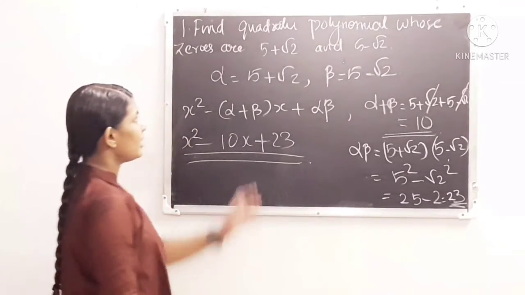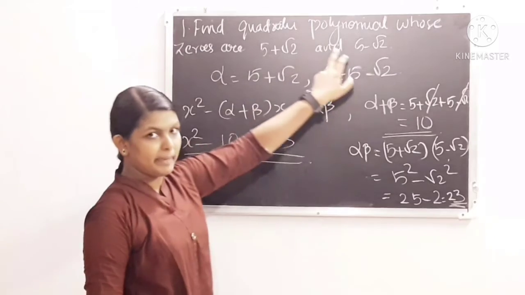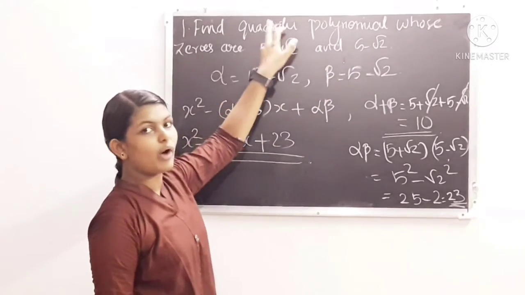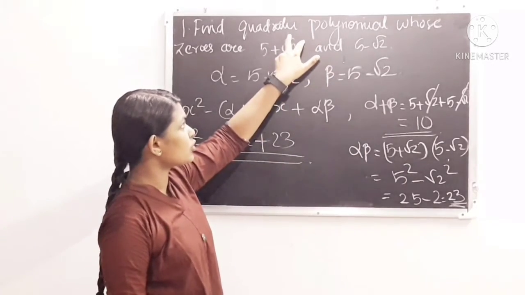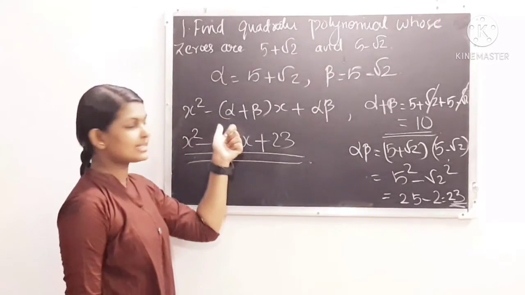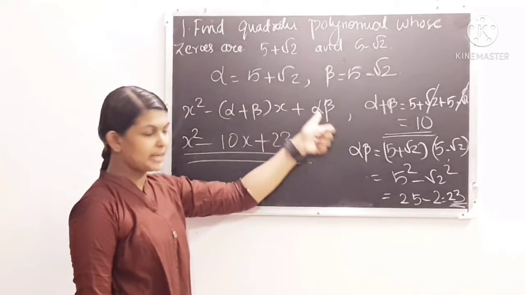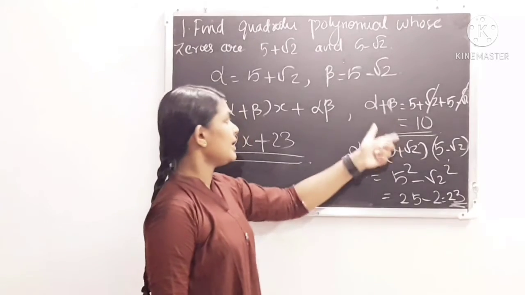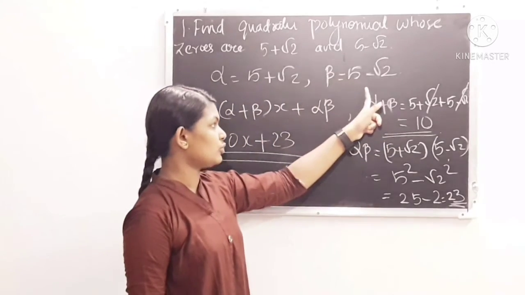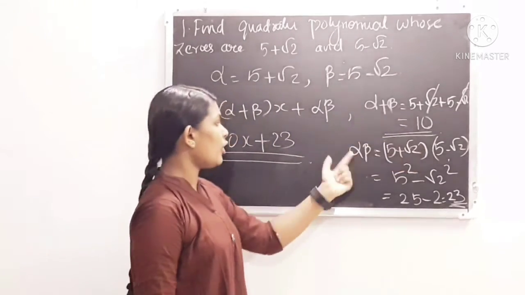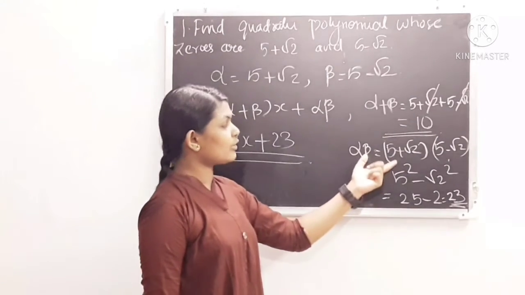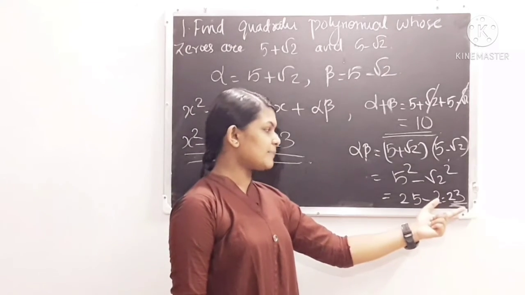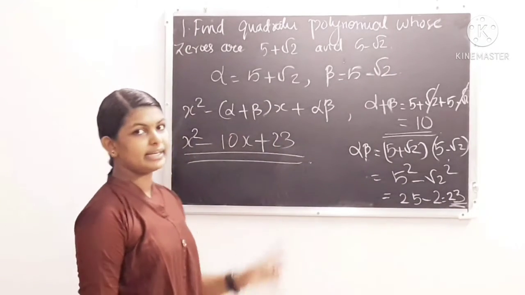Okay. So here, given two roots 5 plus root 2 and 5 minus root 2, we have to first take them as alpha and beta. Now we are asked to find the quadratic polynomial. So we can generally write the quadratic polynomial as x square minus alpha plus beta into x plus alpha beta. Alpha plus beta is the sum of the roots, which we get as 10. And the product of the roots is 5 plus root 2 into 5 minus root 2, which we obtain as 23. We just have to substitute it in the general expression, and we will get the corresponding answer.